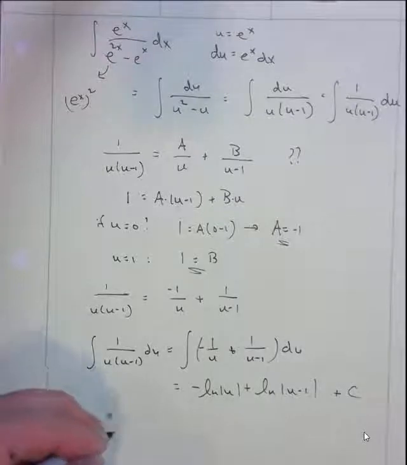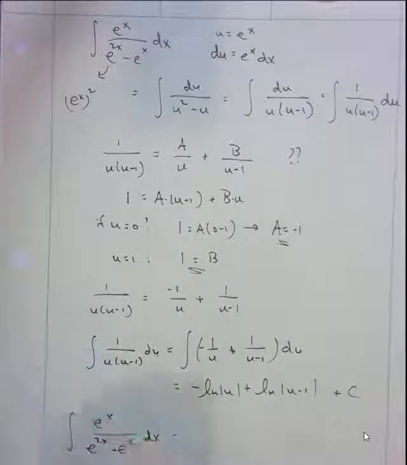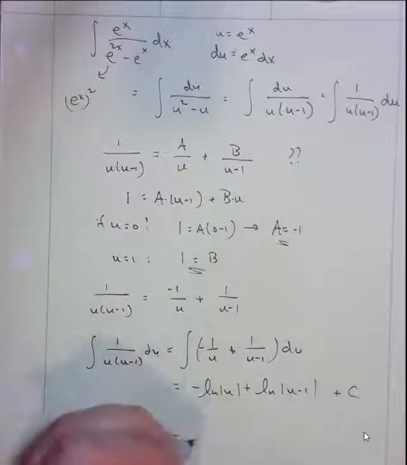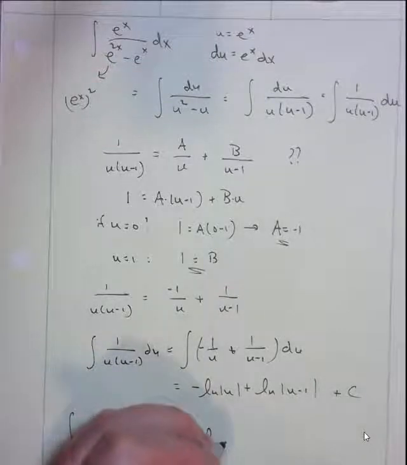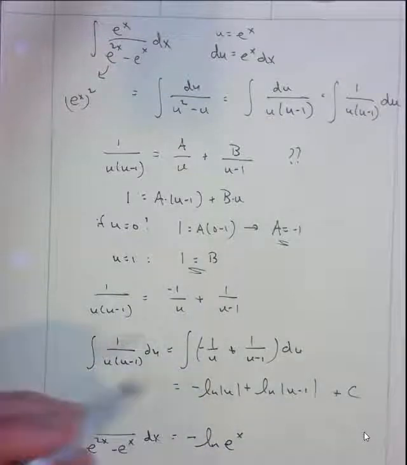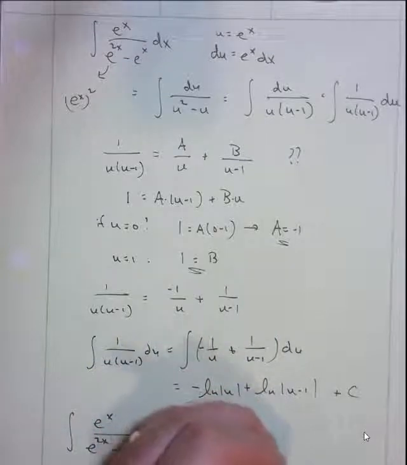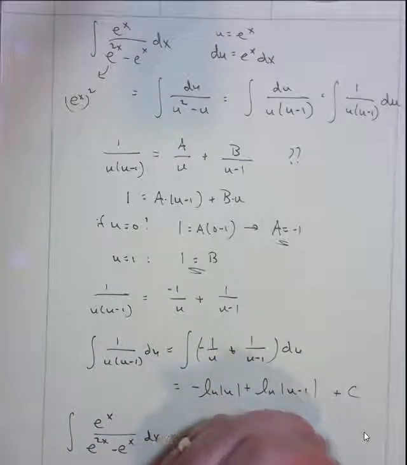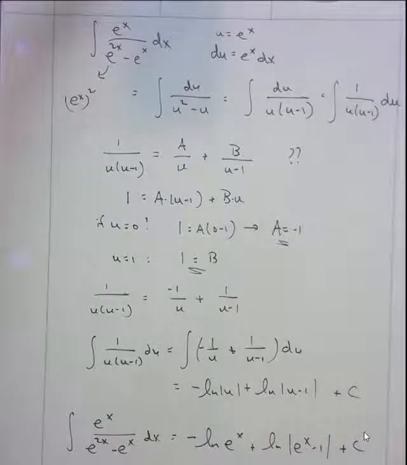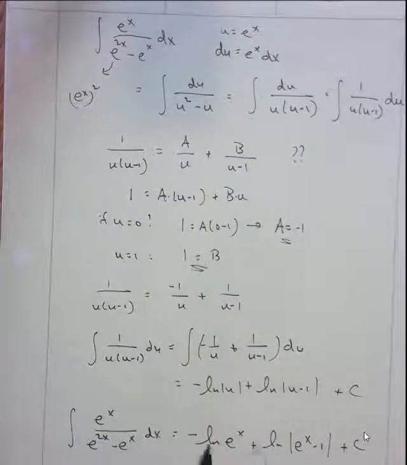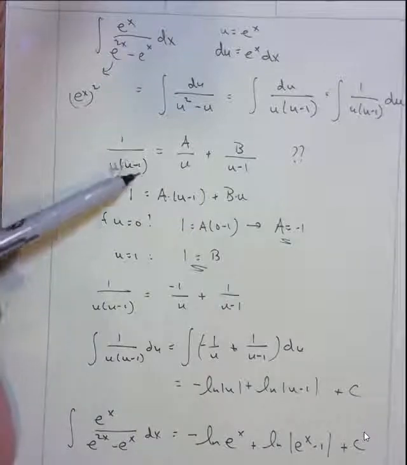This means that the original integral is going to end up being negative natural log of e to the x, and I don't need the absolute value bars because e to the x is always positive, plus natural log of e to the x minus 1 plus c. And if you really wanted to be slick, you could use properties of natural logs to combine these two things into a single natural log of a quotient. I'll let you decide if it's worthwhile. But this is the heart of integration by partial fractions.